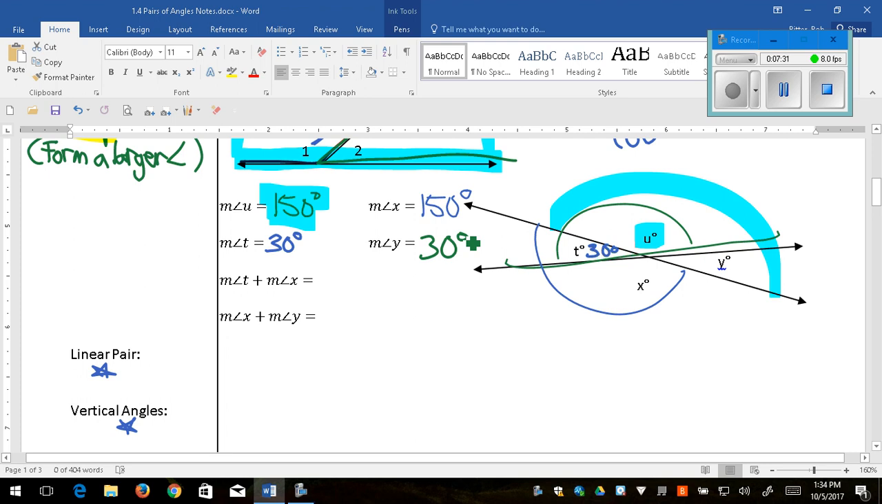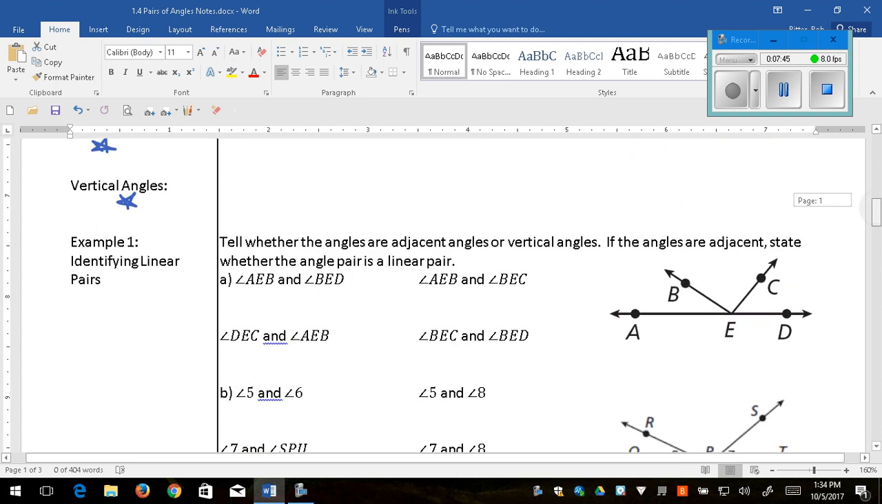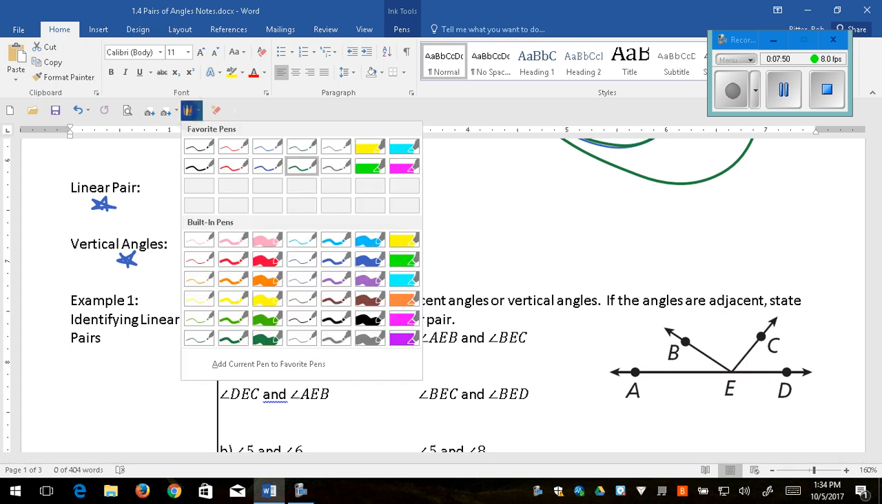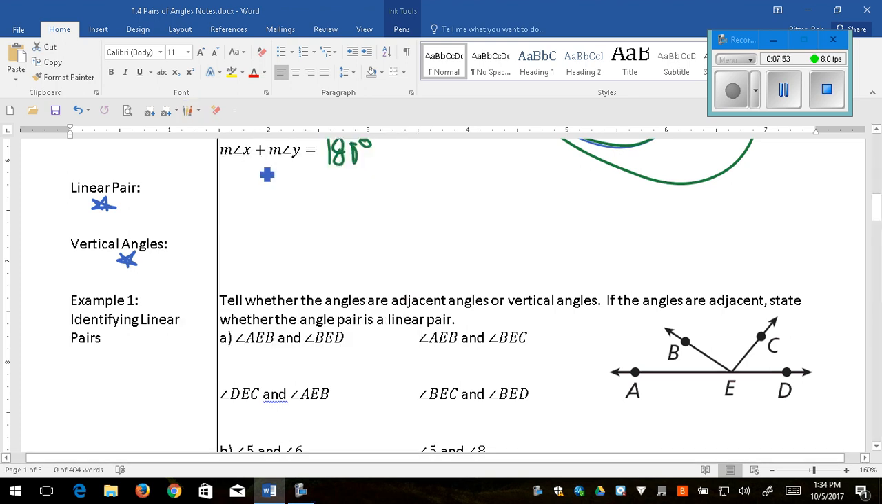T plus X, those add to 180 degrees, and X plus Y, those also add to 180 degrees. A linear pair is defined, we've identified them and used them in this picture. We actually used what's called the linear pair theorem, which we'll be proving at a later date. Linear pairs are a pair of adjacent angles whose sum is 180.